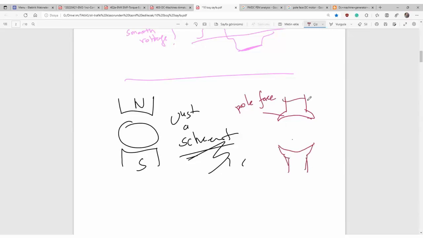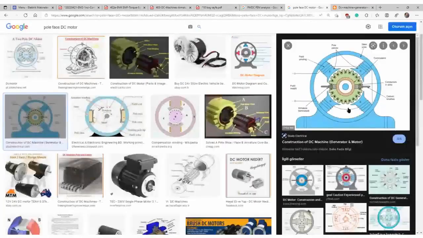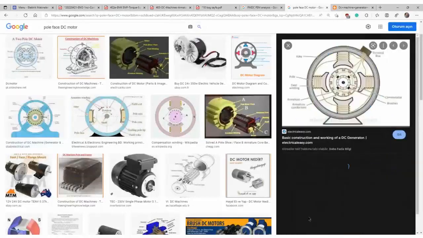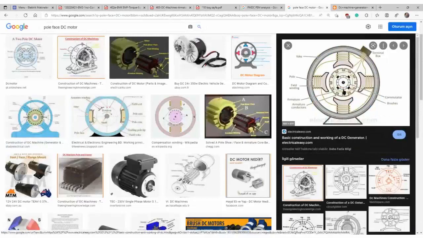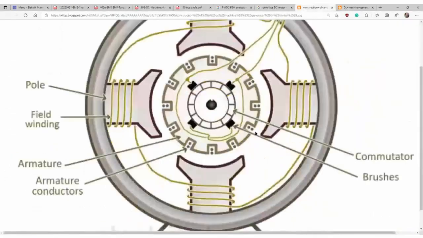Here are pole coils, electromagnets, and here's the rotor. Here you see such a pole face construction to have a proper B theta. That is the better one. Here you see the pole face, magnetic field lines almost flat here. B theta is smooth here, and then decreases down to 0 here.